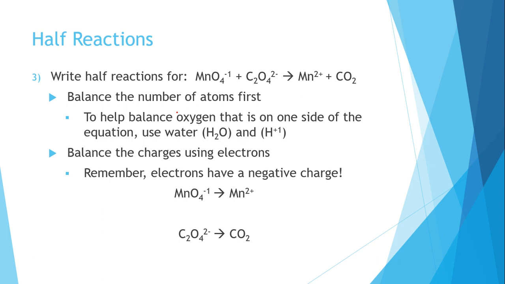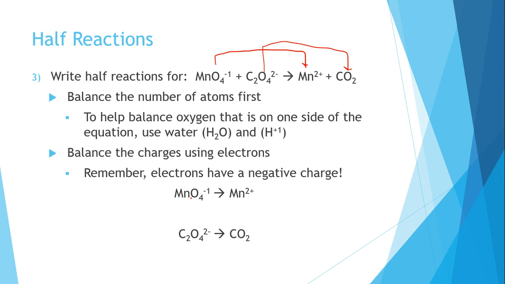Here is another one that we can go through about writing half reactions, but this one is a little bit harder. So I'm going to split this up. We have manganese going to manganese, so that's why I rewrote it down here. And we have carbon and oxygen, again, going to carbon and oxygen down there. So I've split them up here. The first thing that we need to do is balance the number of atoms first. Here I have 1 manganese. I have 1 manganese over here.